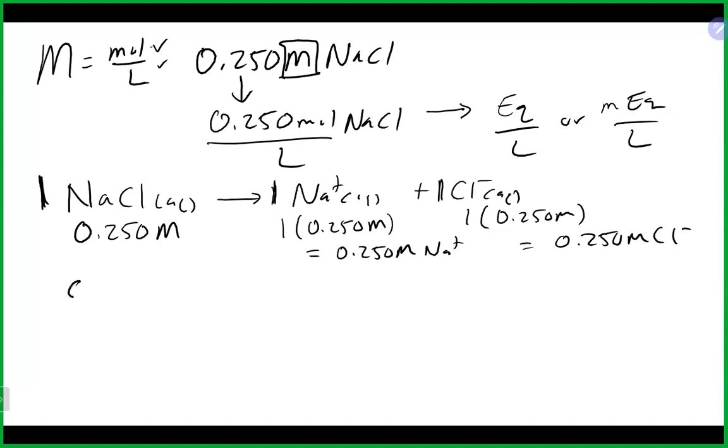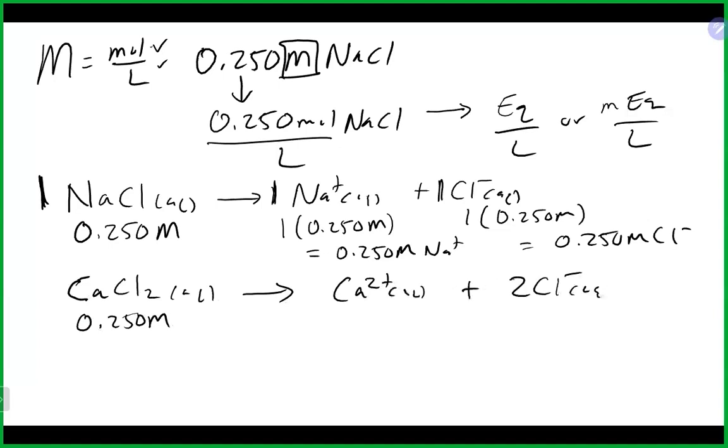For example, though, if I had, say, calcium chloride here, right? And we have the same 0.25 molar. When this breaks apart, I get a calcium ion, right? And how many chloride ions? 2. Yeah. That affects the concentration. And in this case, it's a 1-to-1 relationship between these two guys, which means I would take 1 times 0.25 molar, and that would get me 0.25 molar calcium ions.